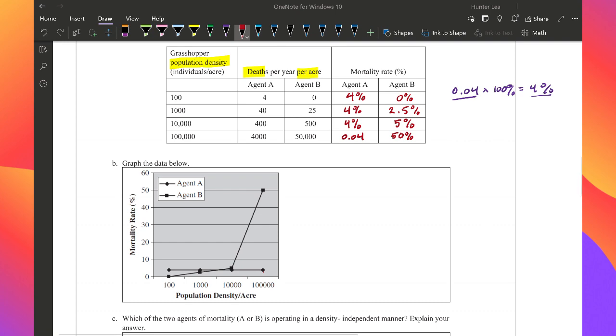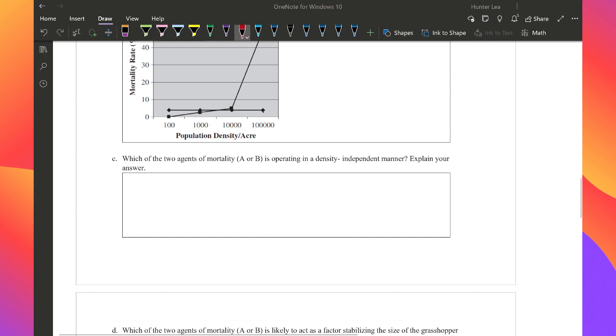All right, so now we've graphed this data. Let's answer some questions about it. Which of the two agents of mortality, A or B, is operating in a density-independent manner? And explain your answer.